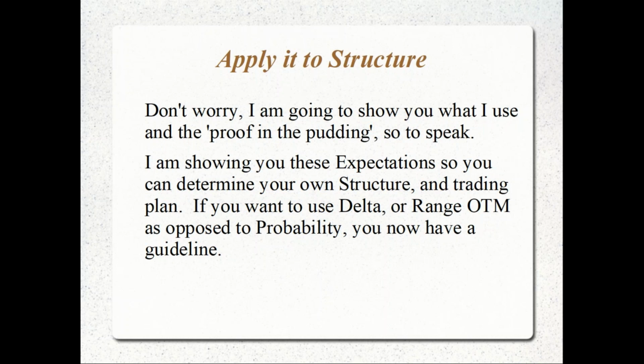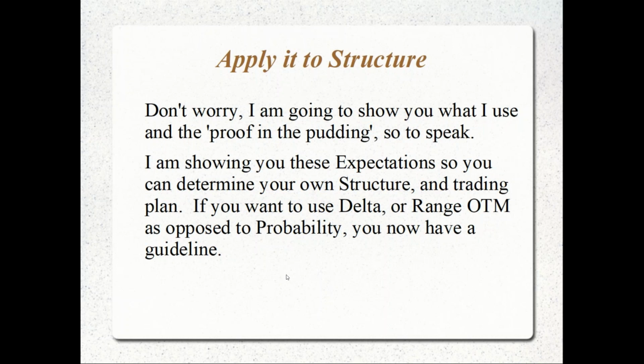I want to show you these expectations so you can help determine your own structure and trading plan. Why did I compare what I just showed, including the delta ranges and the range out of the money? Because if you prefer to use delta in your searches, even if you're not using power options, or range out of the money as opposed to probability, I wanted to give you an idea of what you would expect, whether to be just 7 to 10 days out or 20 to 30 days out, as far as how probability would translate to delta. It is relatively close in most cases, unless there's an event coming up, but also the range out of the money.